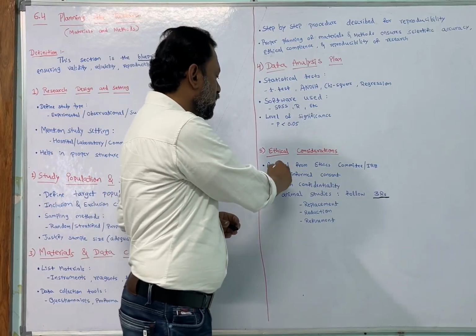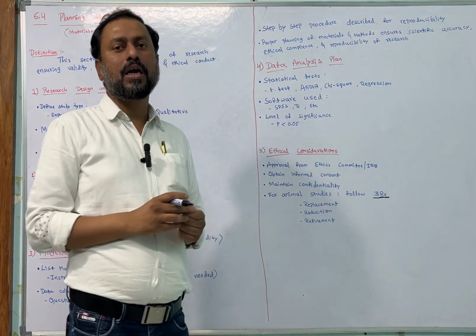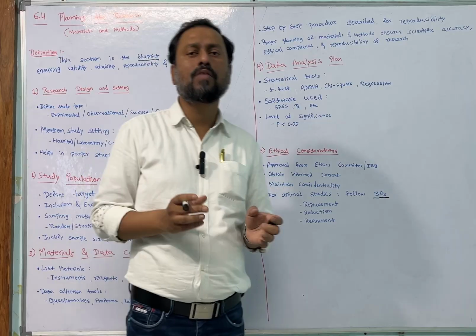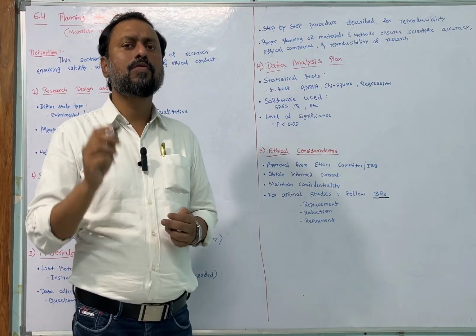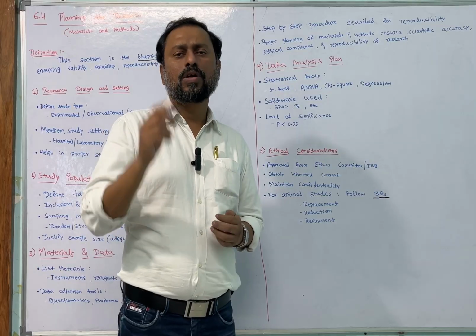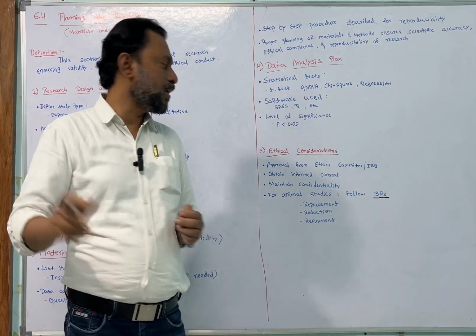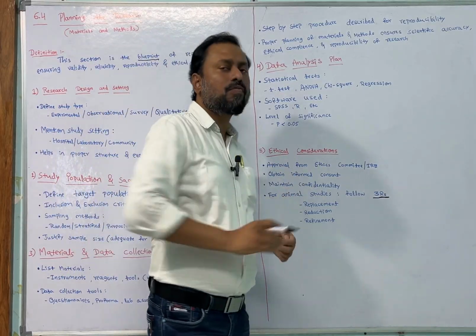The first is the approval from the ethical committee, IRB. If you are using human volunteers, you have to take the ethical committee approval. If you are using animals, then you have to take the animal ethics committee approval. And here, obtain informed consent.